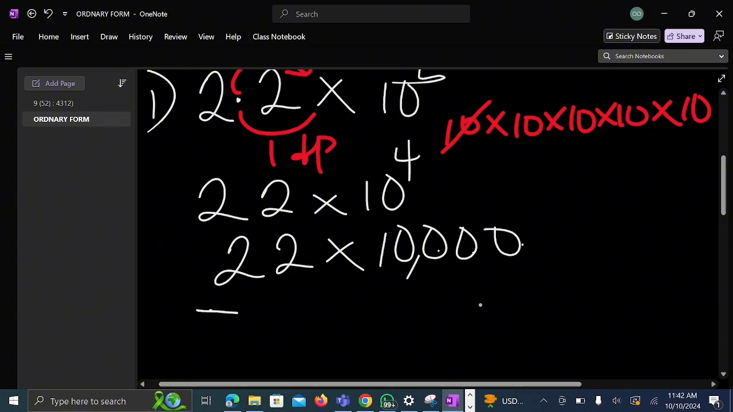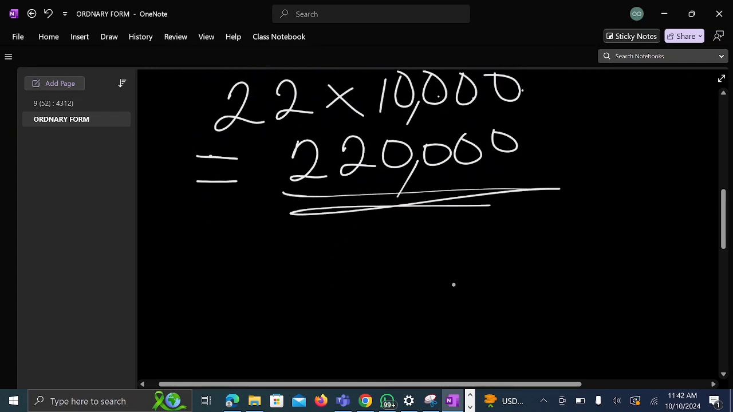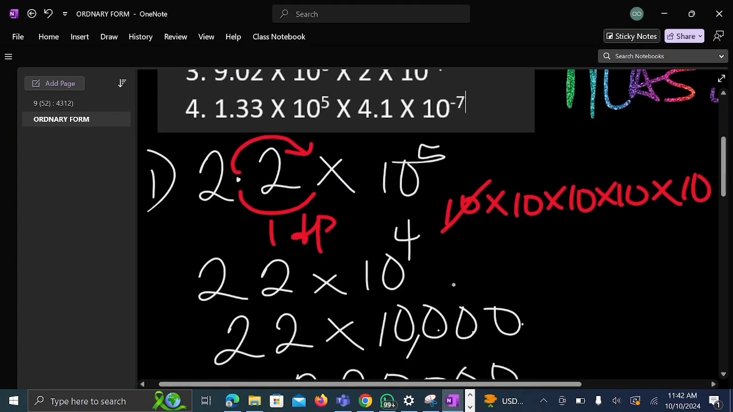Now from there you can have 22 times 10,000. Just write the 4 zeros. Writing the 4 zeros, they are complete, right? So 1, 2, 3, your comma, your answer is 220,000. So let's go to question 2 without any delay.